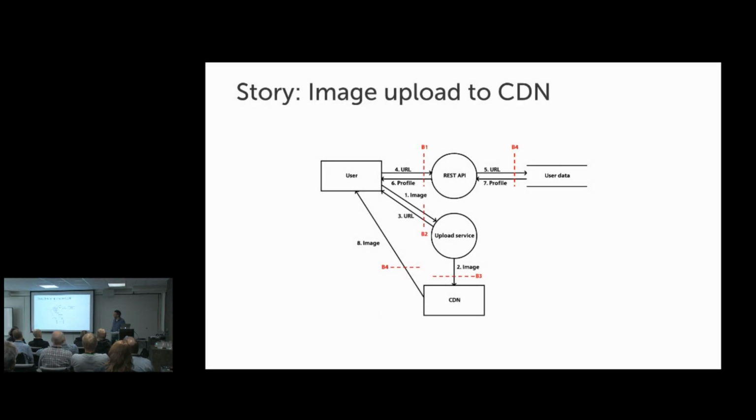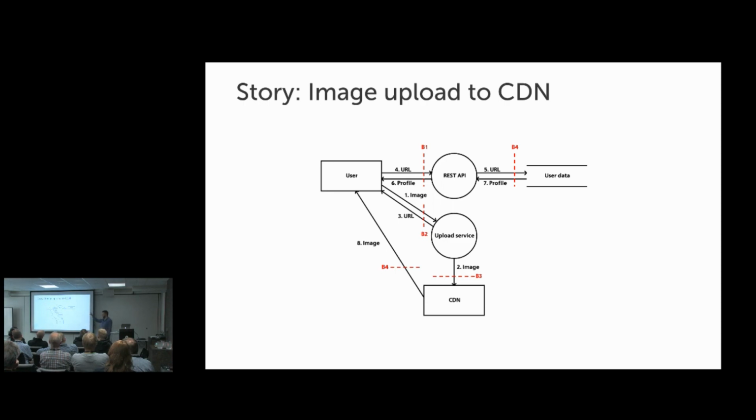So back to our RSS thing. Maybe instead of uploading this image to our user data or to our own file system, we want to upload it to a CDN, because CDNs are everywhere and it's faster, et cetera. So maybe we create an upload service, and in this case, you can see I've actually used sequences. So now the image goes to the CDN, we get the URL back, we pass that to the user, and then we pass it to the REST API.